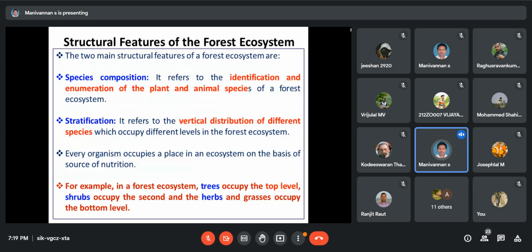The species composition. Second one is called the stratification. What does species composition mean? What is the variety and what is the number? That is called the species composition of the forest ecosystem.